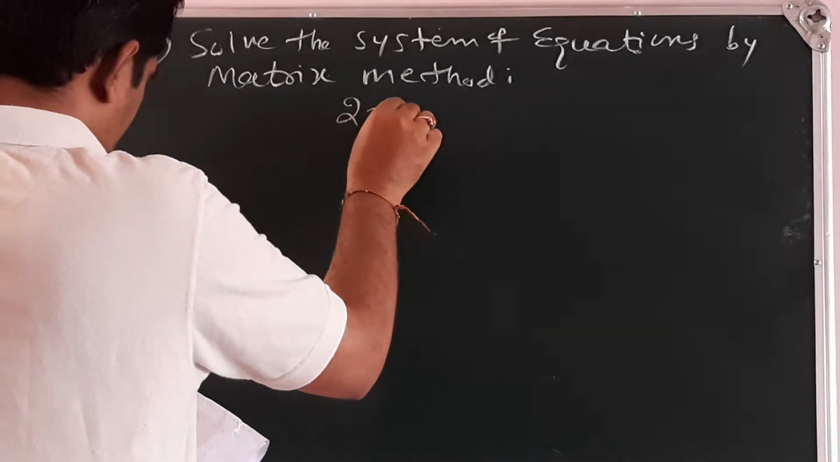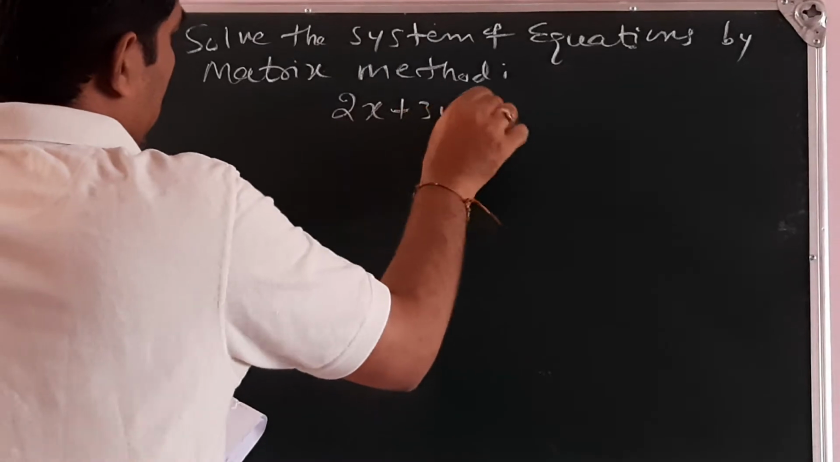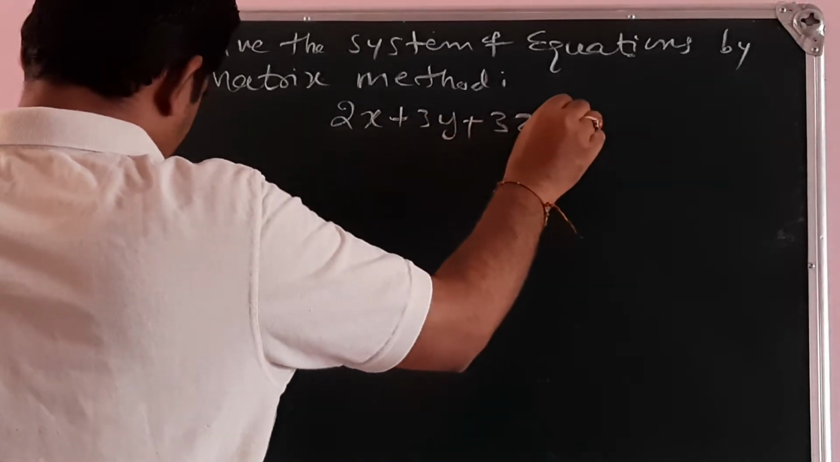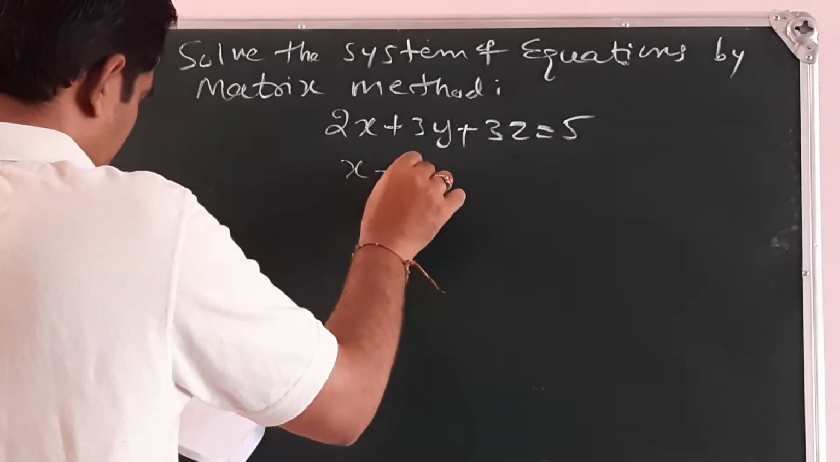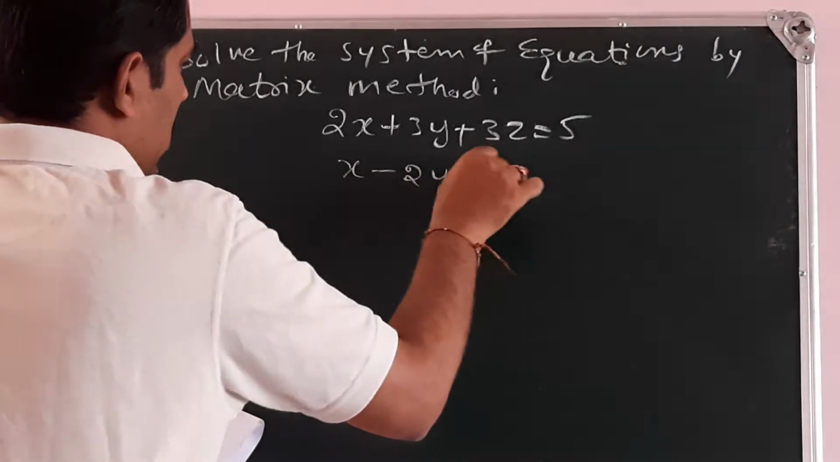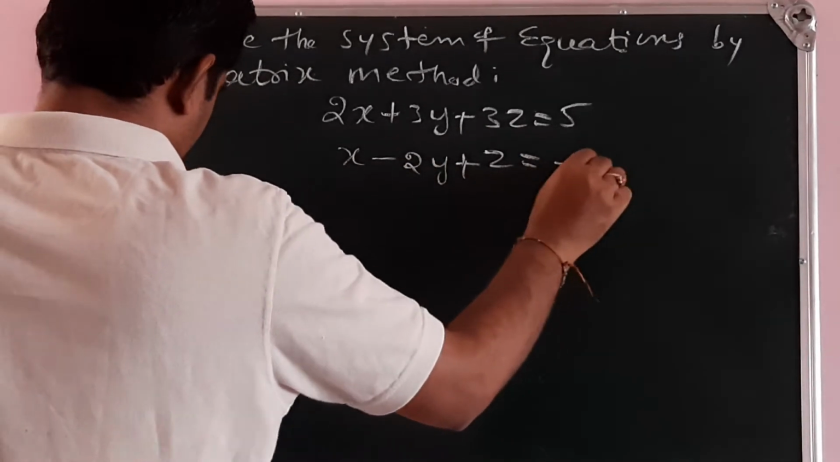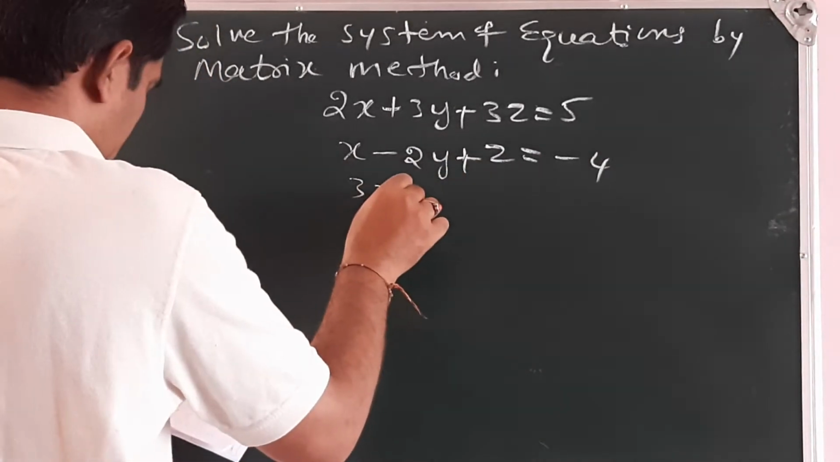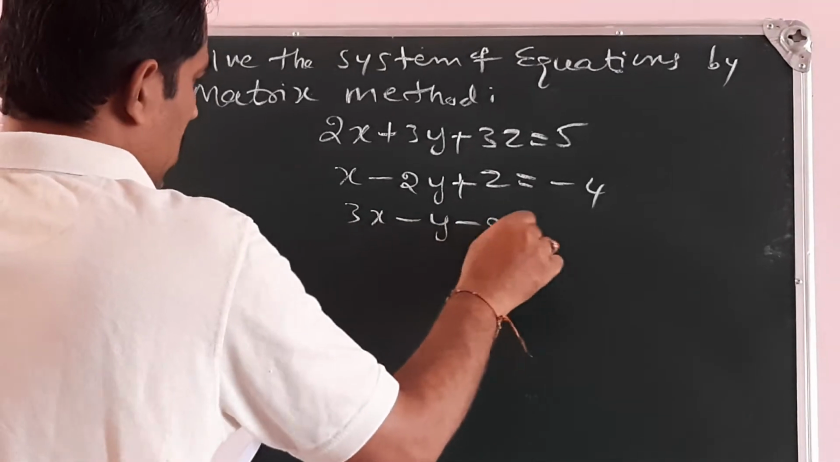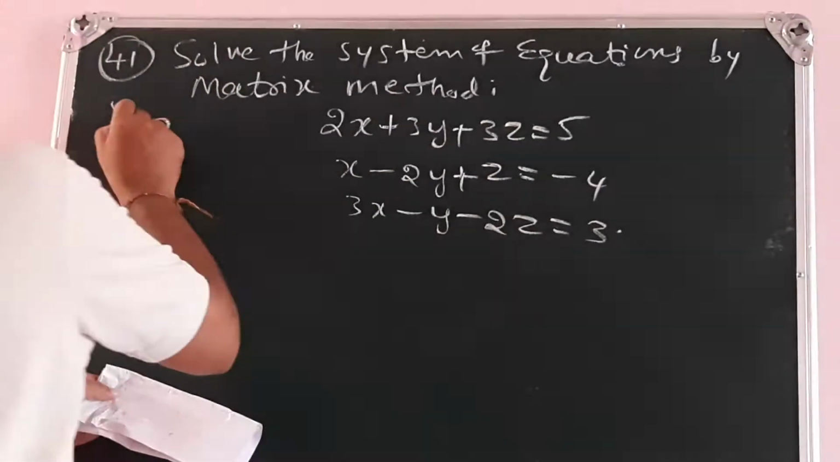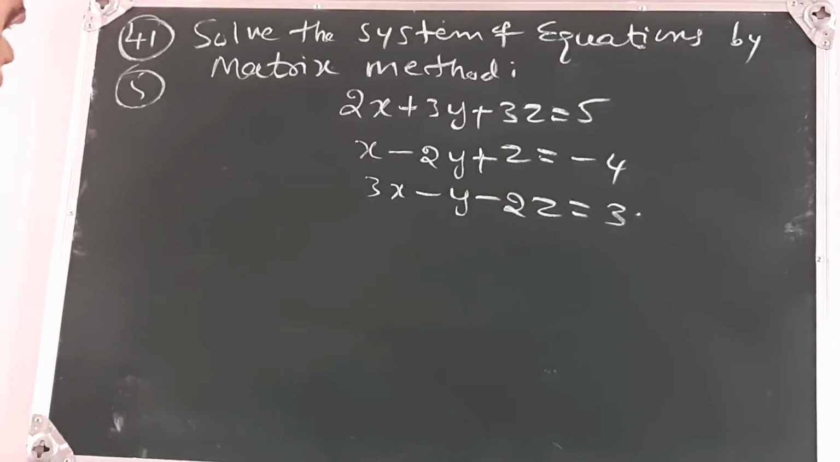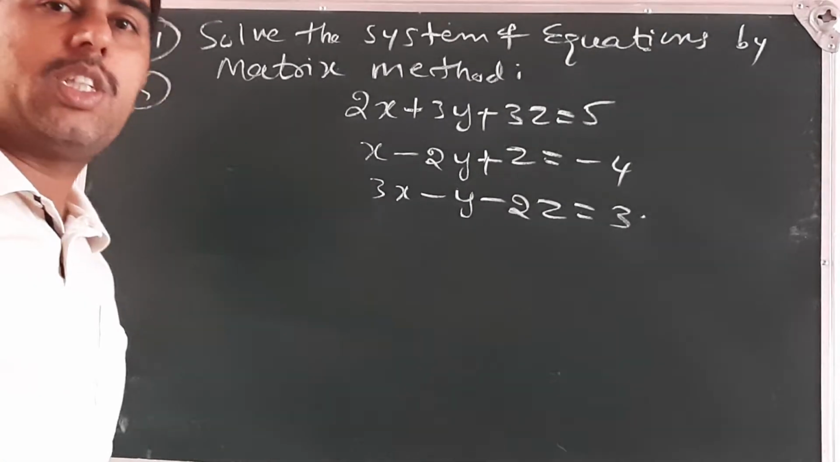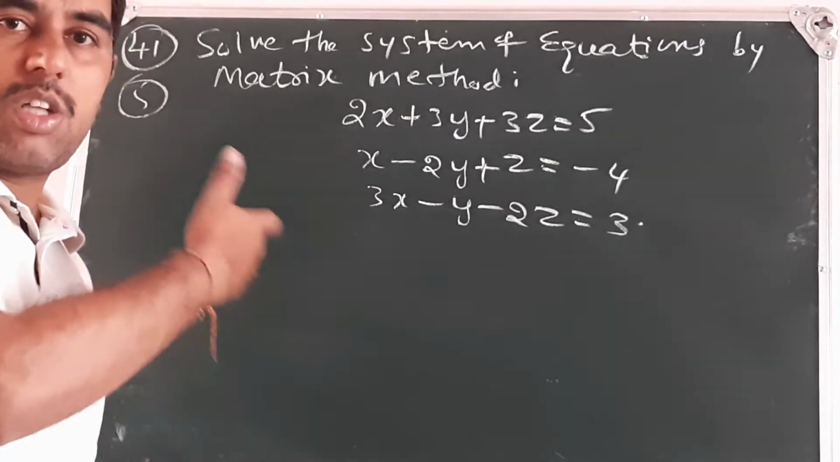2x plus 3y plus 3z is equal to 5. x minus 2y plus z is equal to minus 4. 3x minus y minus 2z is equal to 3. So this is also a question carrying 5 marks. This is a question in part D. Let us solve this question also.